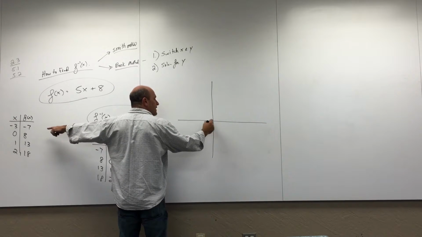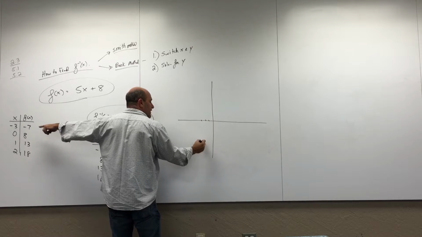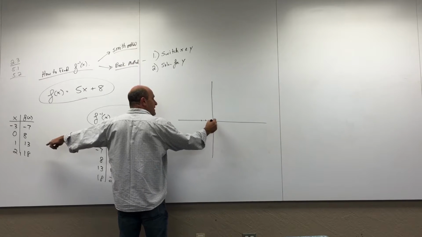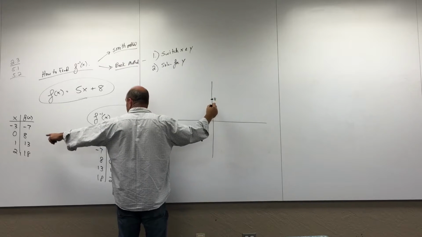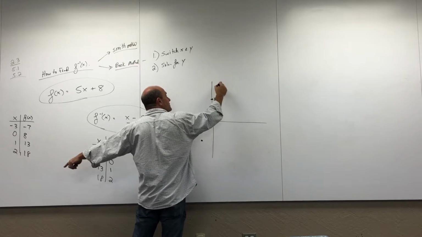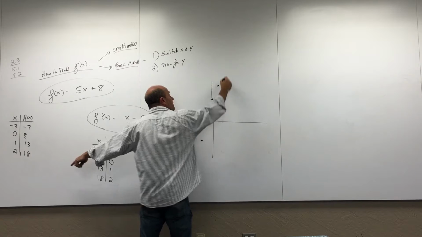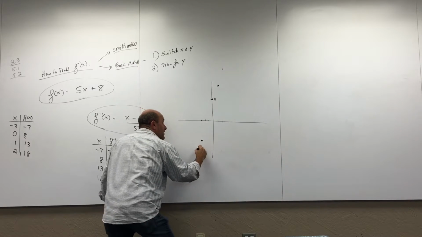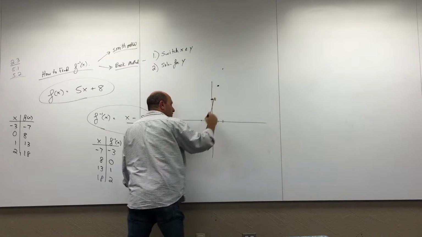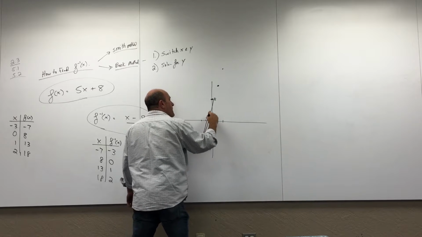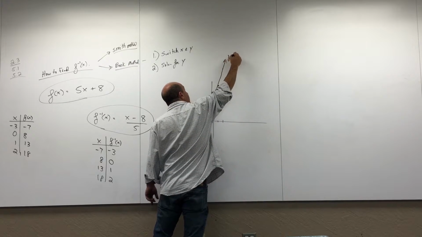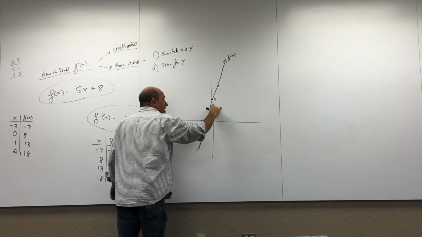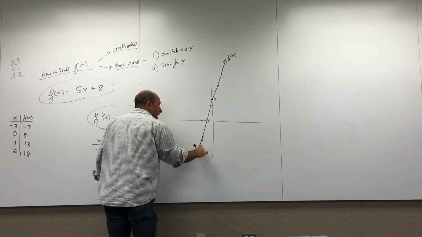-3, -7. 0, 8. That's pretty steep. 1, 13. That's pretty steep. 2, 18. All right. Anyway, it's a line, you guys. Maybe you knew that. That's f. There's a picture of f. He was just a line.